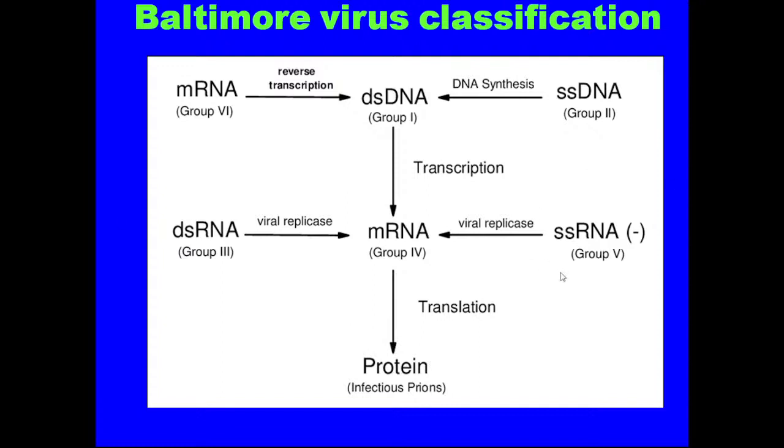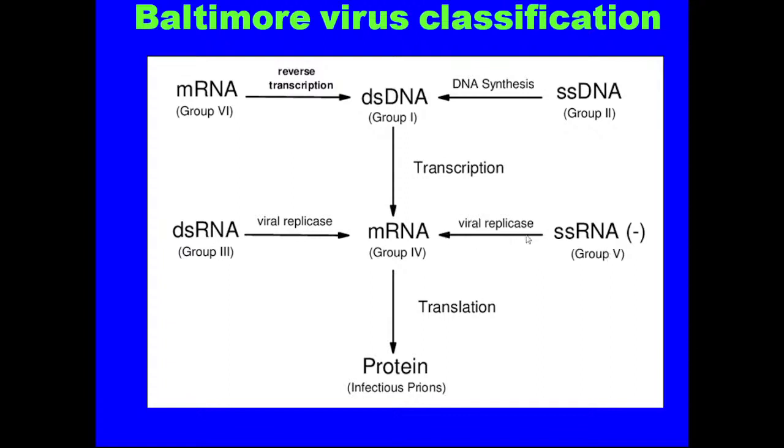And finally, group 5, single-stranded RNA negative polarity viruses. So this is a viral genome. And again, as with double-stranded RNAs, they cannot find the specific polymerase, the RNA-dependent RNA polymerase enzyme, in the human cell, because it never existed in the human cell.